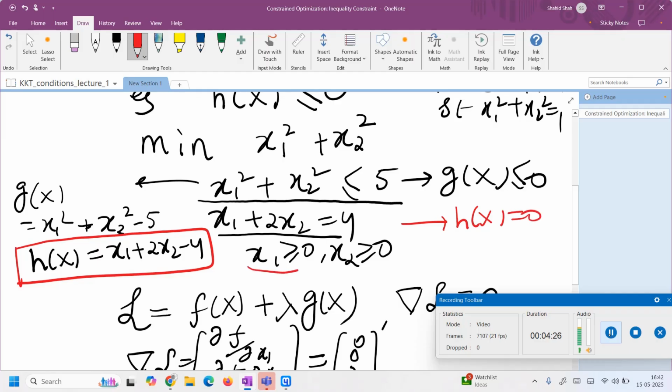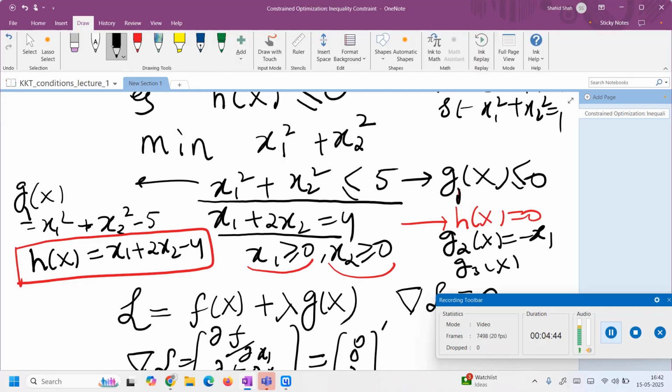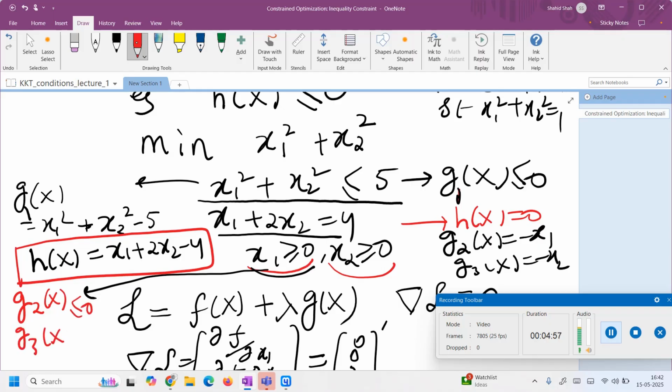You can see there are more constraints: x1 greater than or equal to 0, x2 greater than or equal to 0. You can define them like this. Suppose this you name as g1 of x, and then you can define g2 of x as minus x1, and g3 of x as minus x2. So you can also write this as g2 of x less than or equal to 0, g3 of x less than or equal to 0. Now we will compare it with the standard form below.